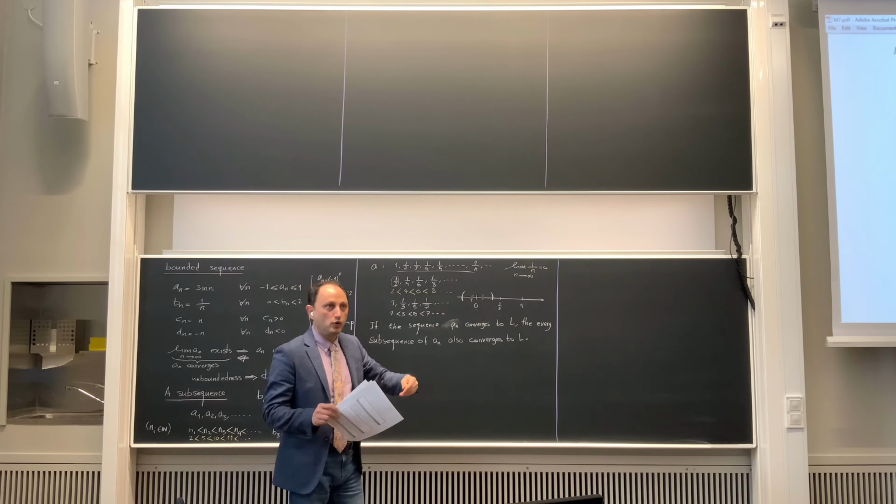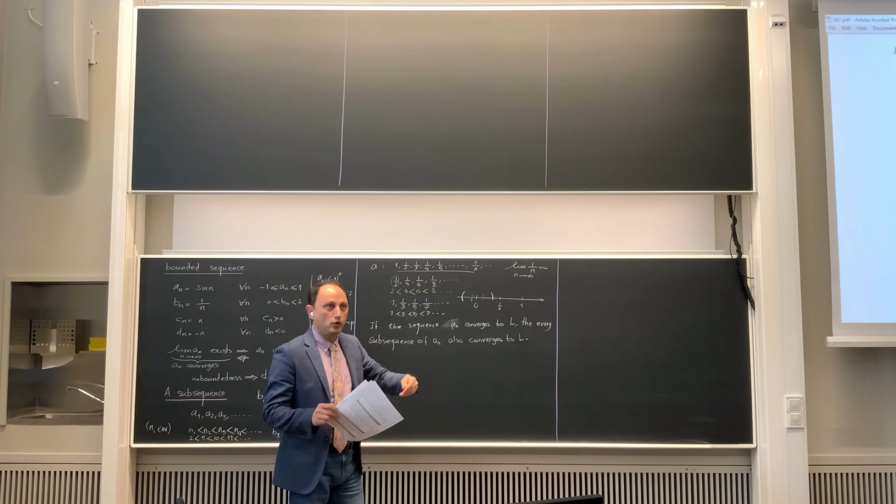Okay, now I ask you, what is the limit of bn? And what is the limit of cn? So here, bn is a subsequence of that sequence. Cn is also a subsequence of that sequence. And I am asking you, by looking at this, because it is extremely simple, can you tell me what is the limit of b of n?